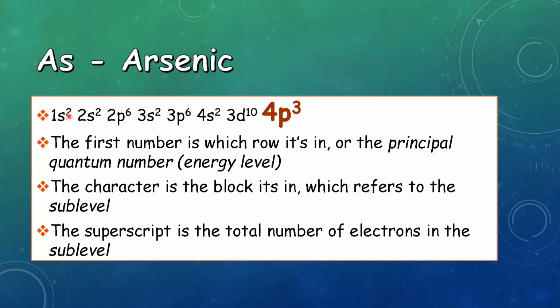So, bilangin po natin, 2 plus 2, 4, 4 plus 6, 10, 10 plus 2, we have 12, 12 plus 6, 18, 18 plus 2, 20, 20 plus 10, 30, and last, electron 3, 30 plus 3, we have 33. Okay, so, ibig sabihin po, tama yung pagkakasulat ng electron configuration natin. Okay?